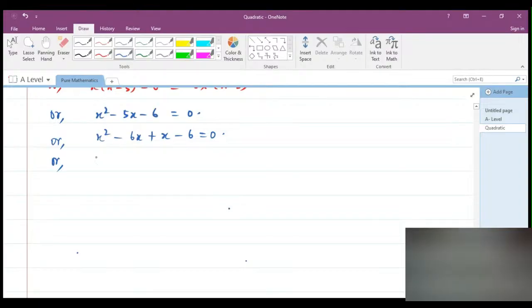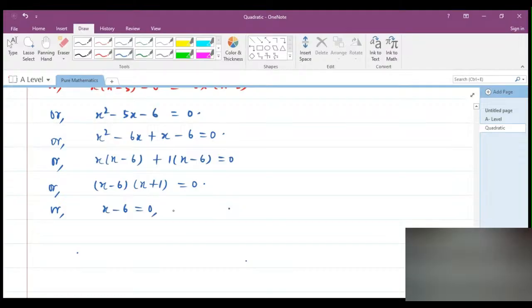Next step here, we take x as the common, then we get x into x minus 6, plus we take 1 as the common, then we get 1 into x minus 6 equal to 0. At this step we take x minus 6 common, then we get x plus 1 equal to 0. Or at this step we get x minus 6 equal to 0, and x plus 1 equal to 0. So therefore x equal to 6, and x equal to minus 1.